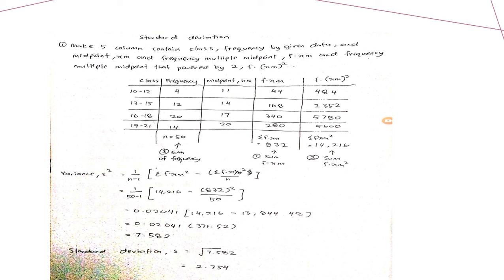So to find the variance, we have to use this formula here, 1 over n minus 1, and so on. So we substitute the numbers we got from the table and then solve the equation here, and then we got the variance, which is 7.1582. So for the standard deviation, all you need to do is take the square root of it, square root of 7.1582, and then we got the answer 2.754.